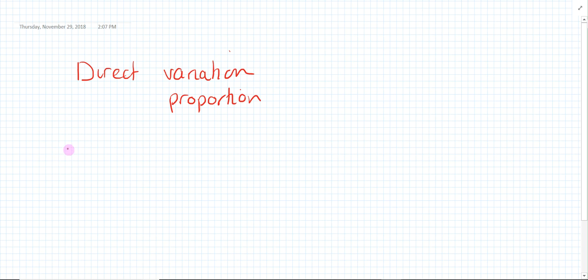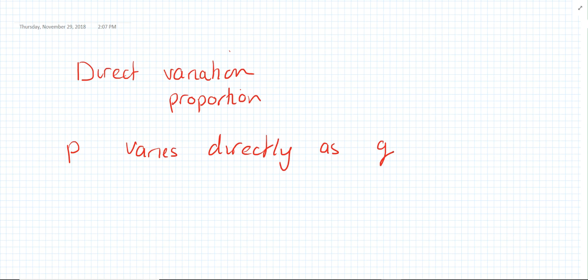If I said P varies directly as Q. I've just made up some letters. It doesn't really mean anything. This is the vocabulary that we're using, and we need to think about what that means.